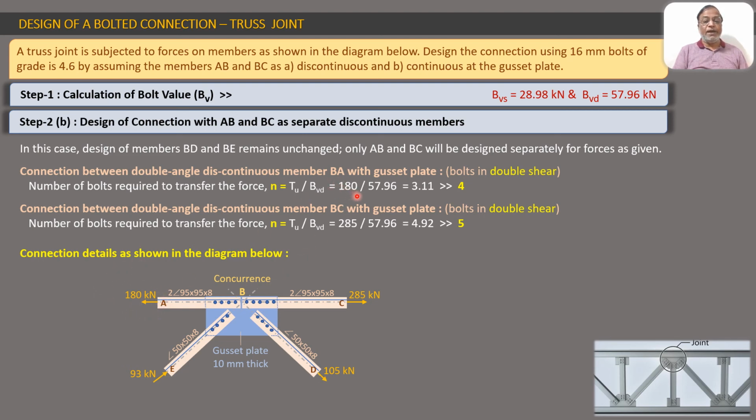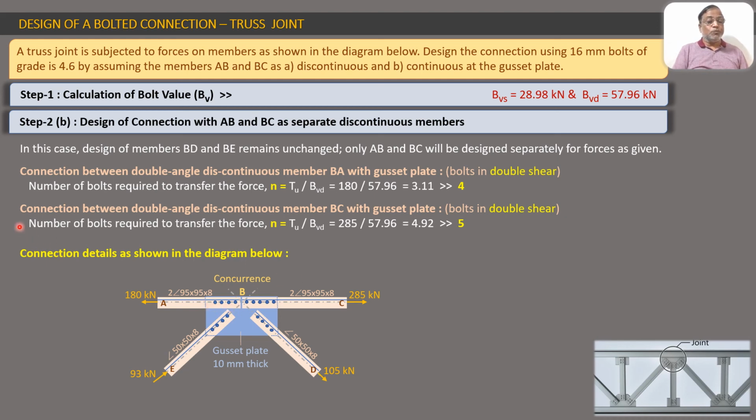So this will be 180 upon 57.96. Again, be aware of this value, substitute it properly. So this will work out to be 3.11. So we require 3.11 bolts, rounded off to 4. So we can say that we require 4 bolts to connect BA to this gusset plate. So these 4 bolts are shown here.